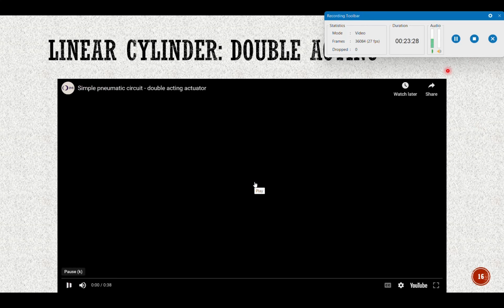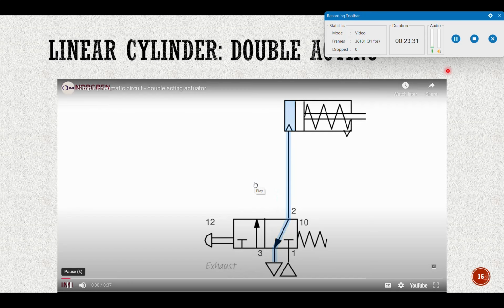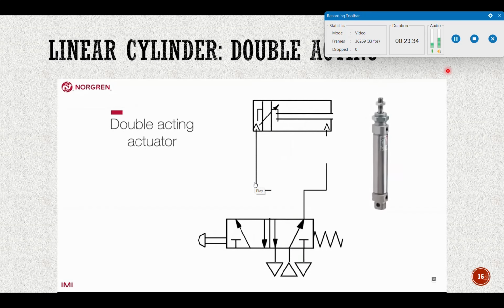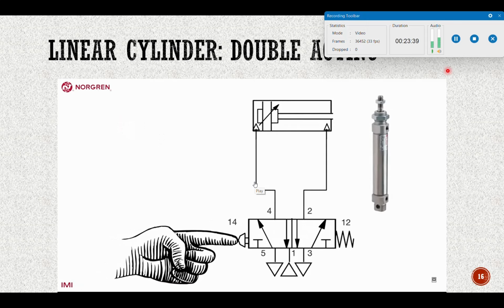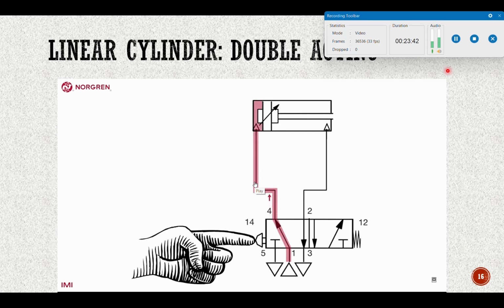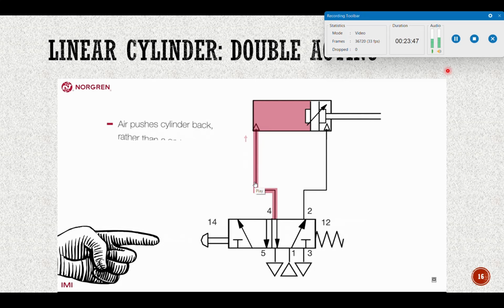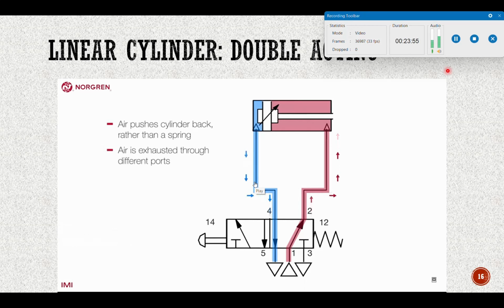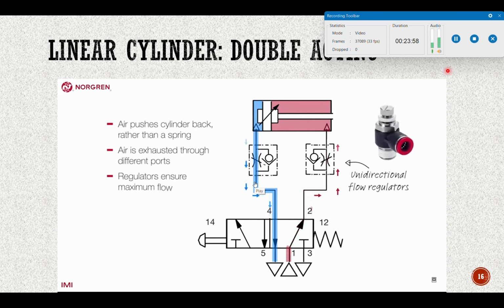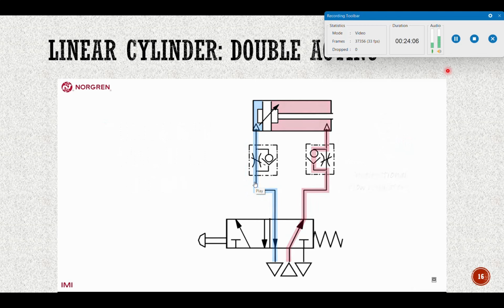Okay, let's see this. The second example uses a double-acting actuator. When the button is pressed, air is sent to the back of the cylinder, pushing it out. But this time, when the button is released, air is sent to the front of the cylinder, pushing it back, rather than relying on a spring. Air is exhausted through different ports depending on the position of the cylinder. Best practice would use unidirectional flow regulators to ensure that maximum flow is allowed into the cylinder, but flow is controlled when in the exhaust phase on each side.